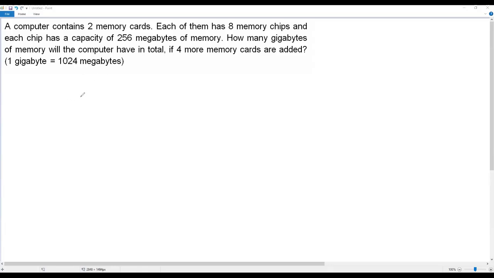Okay, so to answer this question, first let's find the total number of memory cards after 4 more memory cards are added. Let me write this over here. Total number of memory cards equals, already the computer contains 2 memory cards. Now we are adding 4 more memory cards. So 2 plus 4, we get 6 memory cards in all the computer has.